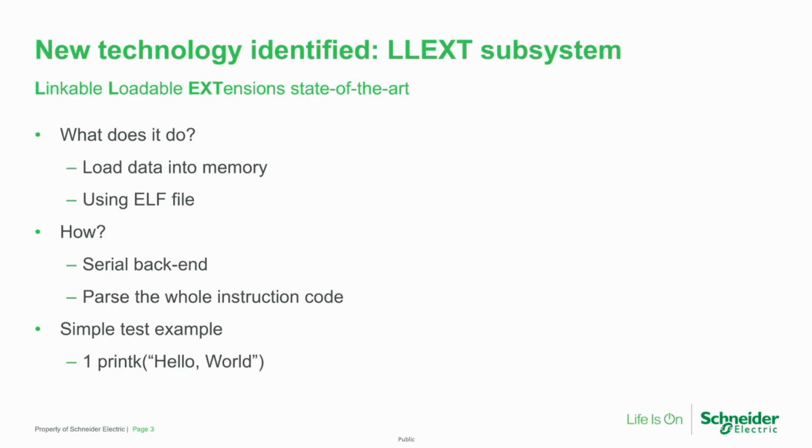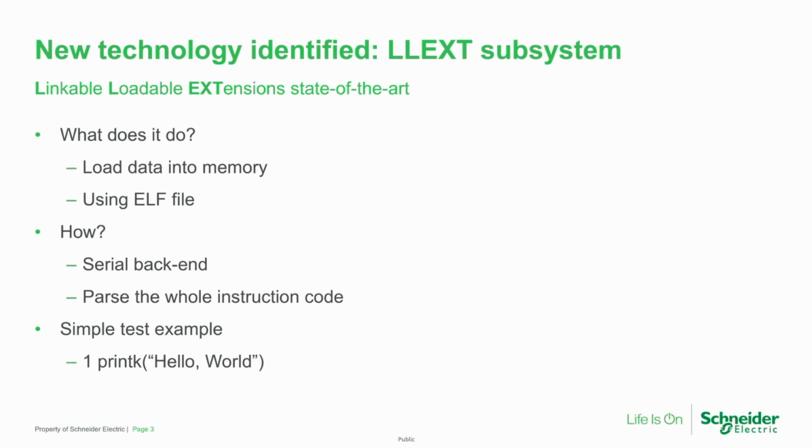How? When we started the proof of concept, we were using very basic stuff, so it was only supporting a serial backend. So basically, you had to have your product connected to your host computer with a serial line, and you needed to stream your ELF over the serial line, and then start executing it on your target. And doing so, you had to pass the whole instruction code because this new ELF file doesn't know where the other ELF file, where your base firmware is.